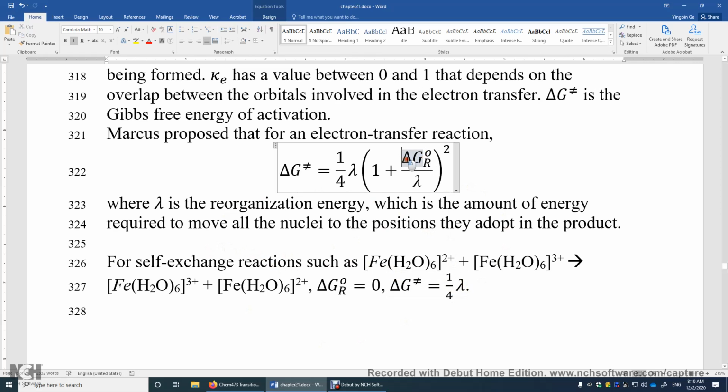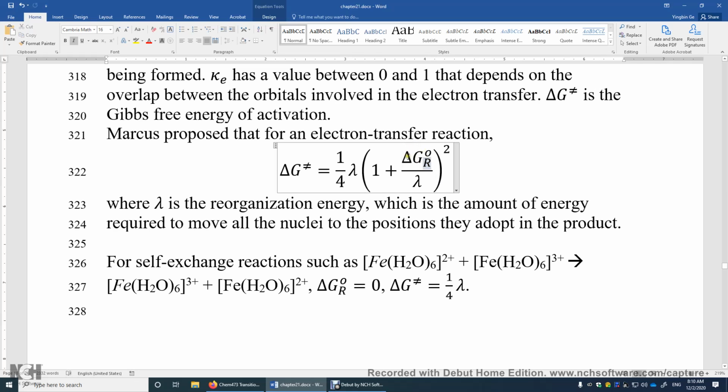But if this guy is negative, that means this reaction is very likely exothermic, and then you have a smaller Gibbs energy of activation. And what if this delta G is positive? Then you just need to have a larger Gibbs energy of activation. So if you look at this equation, this Gibbs energy of activation does depend on the Gibbs energy of reaction.